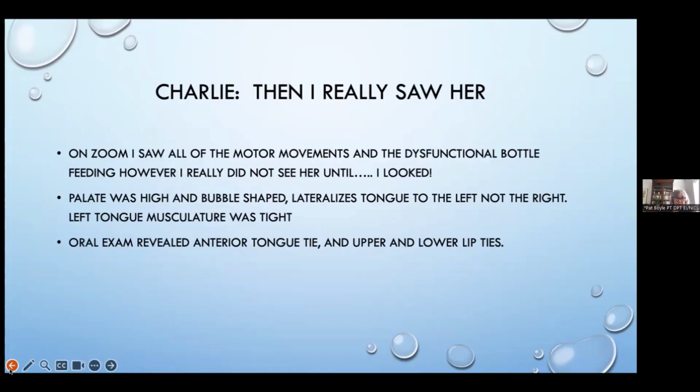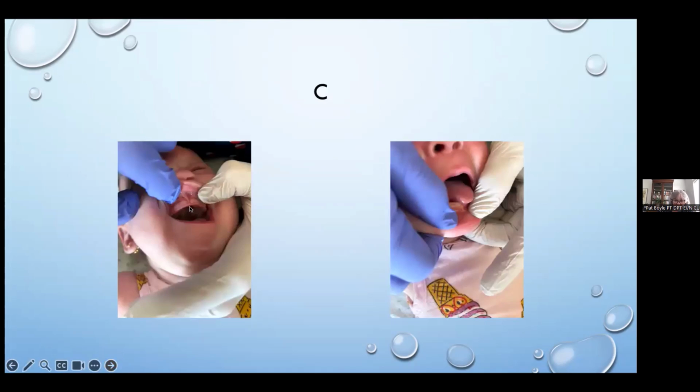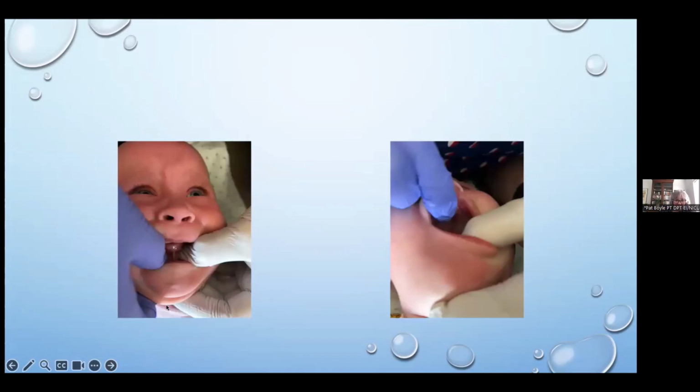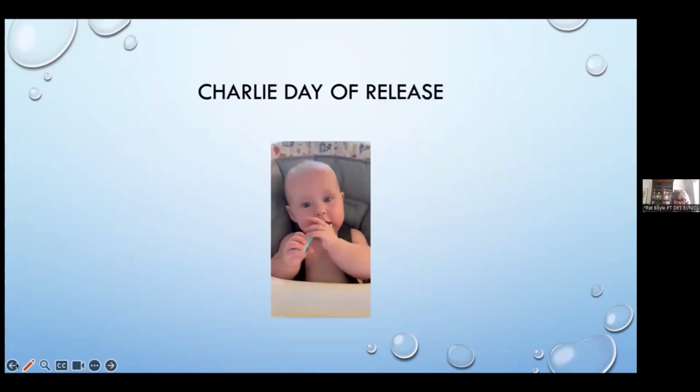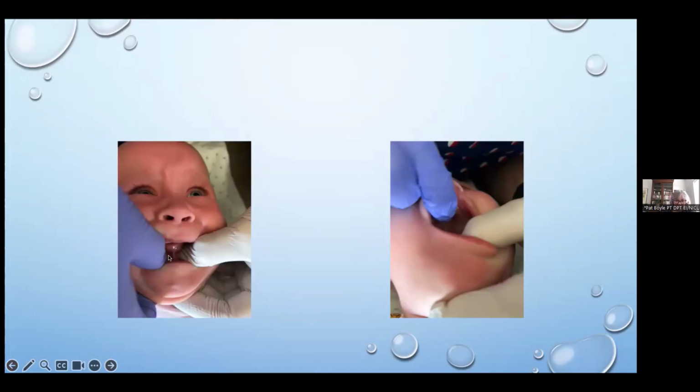What else did I want to say? So the oral exam revealed an anterior tie, upper and lower lip ties. And there's her little bubble palate. There's her lower lip tie. There's her tongue tie. And I really tried to show the palate again.